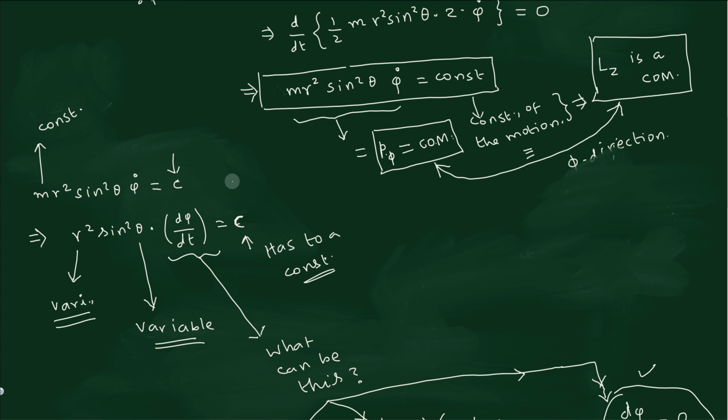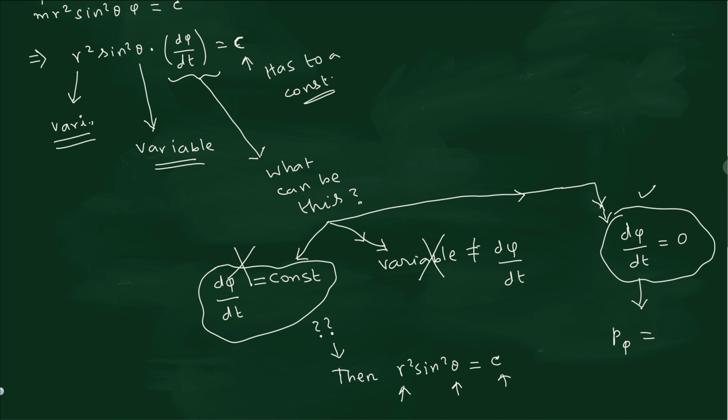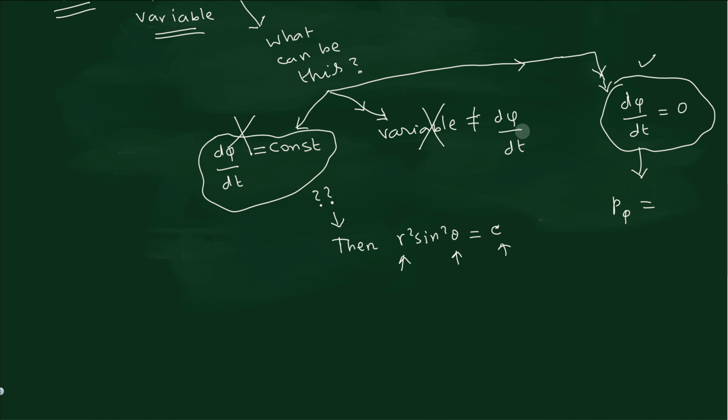So what is there on the left hand side is actually p phi. P phi means either you say p phi or you say Lz. Both are the same. We say the z component of the angular momentum. So that is going to be 0. Our conclusion is that p phi has to be 0, or in an equivalent language, the z component of the angular momentum has to be 0.